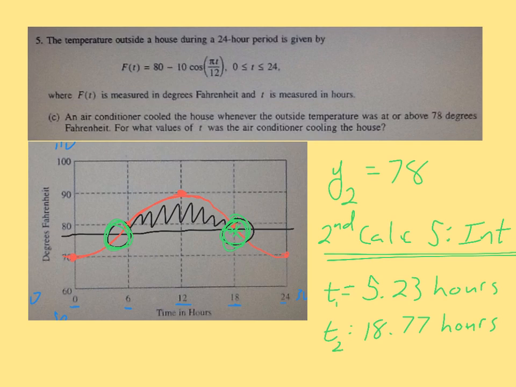Okay, so what values of T? I'm just going to write my final answer here. There's T. We're looking at greater than 5.23 and less than 18.77, because it says at or above, so I'm actually going to put in my equal signs, because that's when it would be at 78 degrees and at 78 degrees.